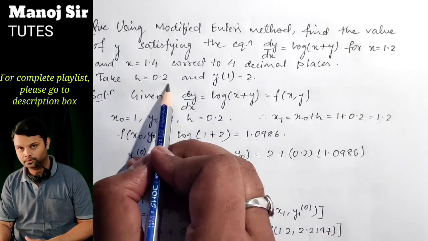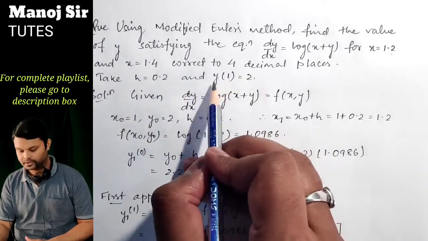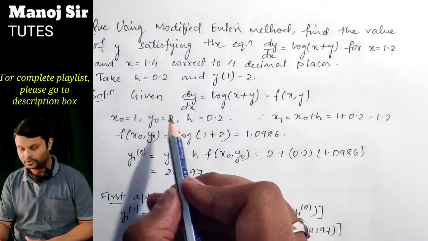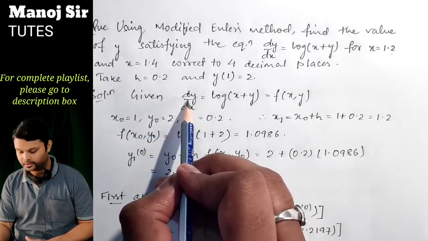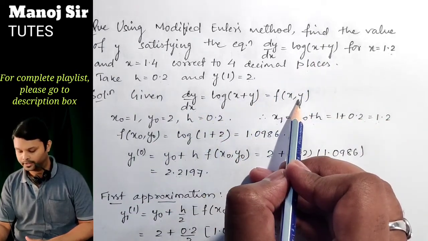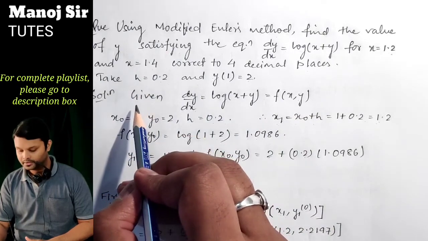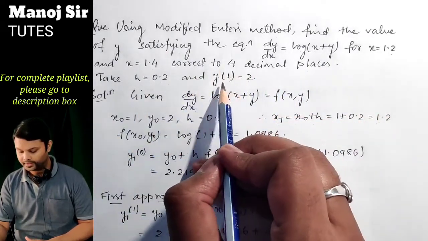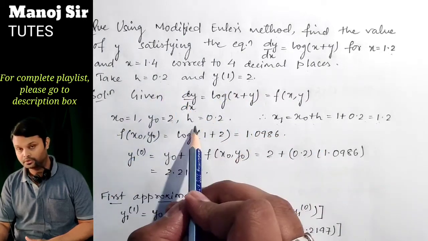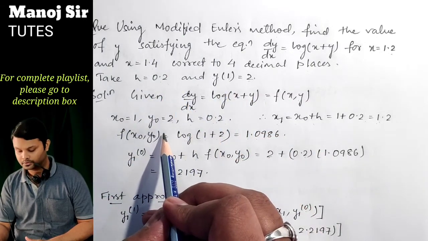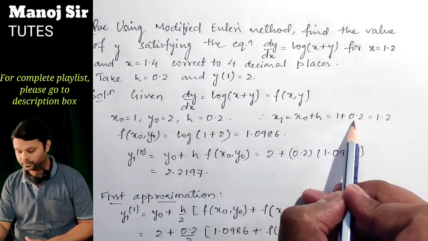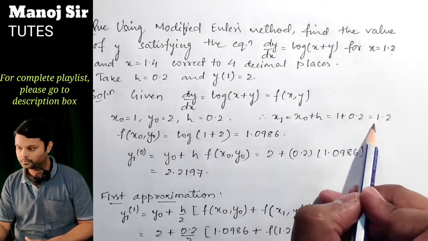Take h equals 0.2 and the initial condition is given, that is at x equals 1, y equals 2. So let us start. Given dy upon dx equals log of x plus y, and this is the function f of x comma y. What else is given? Here we have x naught equals 1 and y naught equals 2. h is 0.2. So we can find the value of x1, that is x naught plus h. x naught is 1, h is 0.2. On adding both, you will get x1, that is 1.2.